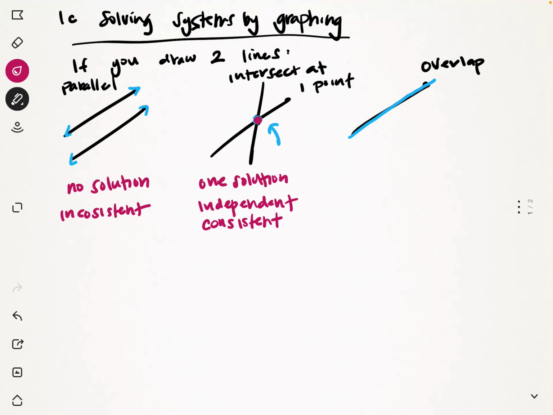And then the last one, if they're overlapping, this one has infinitely many solutions. That's because any point that lies on the lines is going to be a solution for our system. And then this one would be consistent dependent.